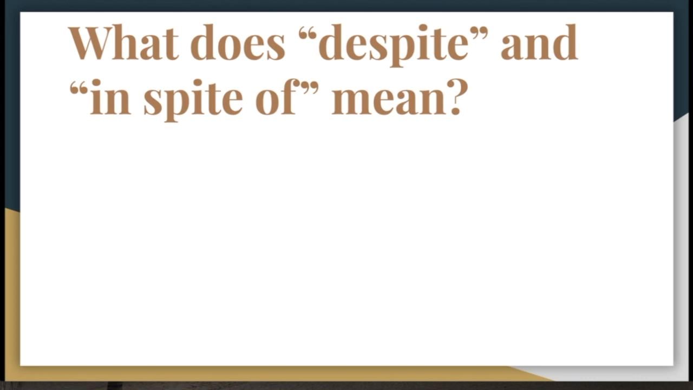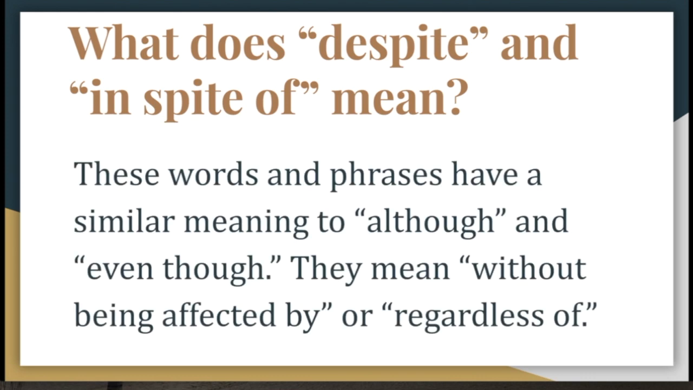What does despite and in spite of mean? These words and phrases have a similar meaning to although and even though. They mean without being affected by or regardless of. So if we think about that other sentence, right? Regardless of the rain, or without being affected by the rain, we still had a long walk. So you can kind of think of it like that.